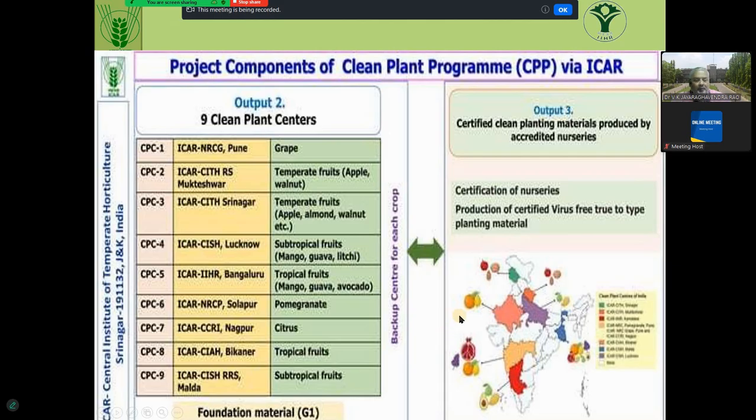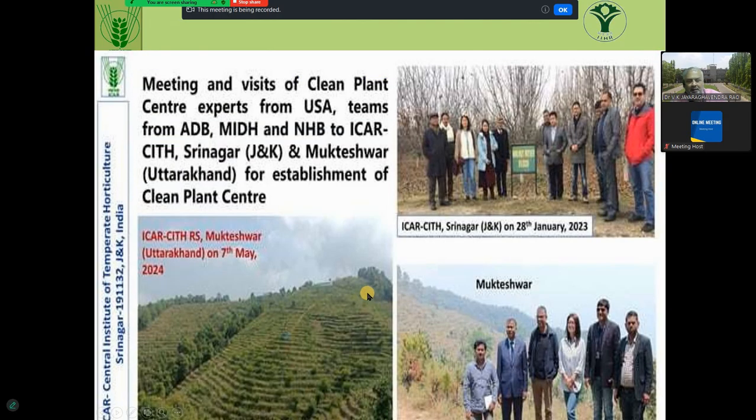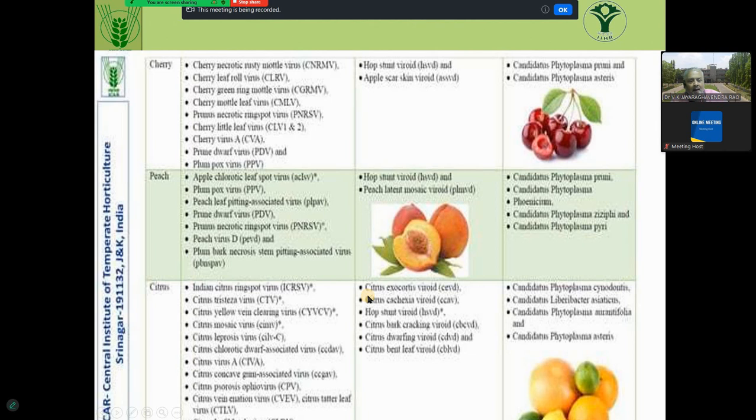So now what we will be doing is, we will be going with the various accredited nurseries, okay, from the clean plant centers, the output 2 to output 3, we certify the nurseries, we check them, and then we renew their licenses on a yearly basis. A very thorough screening. When I tell you the good agriculture practices, you will know how difficult it is for a nurseryman to give good planting material. So all these things are there. I'll not go into much detail.